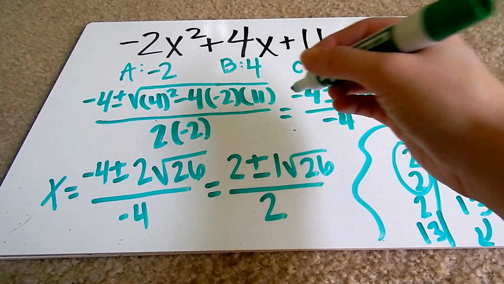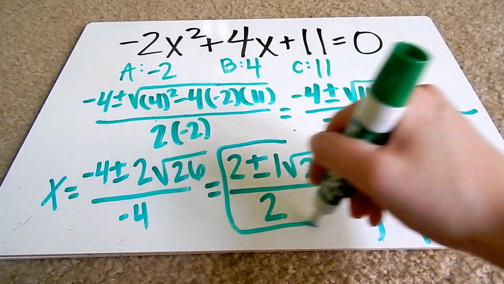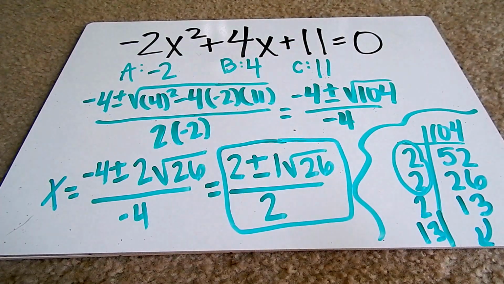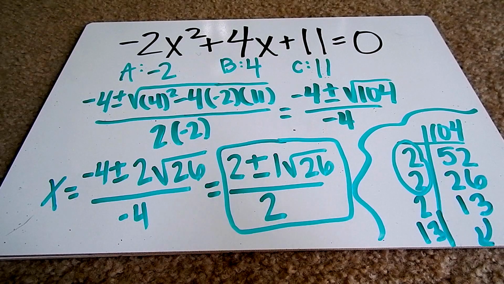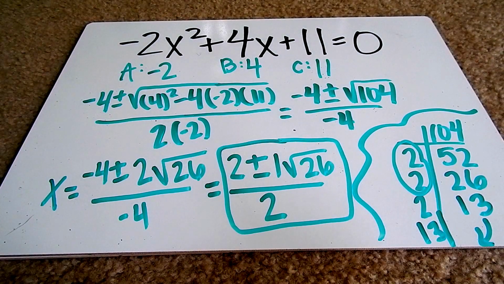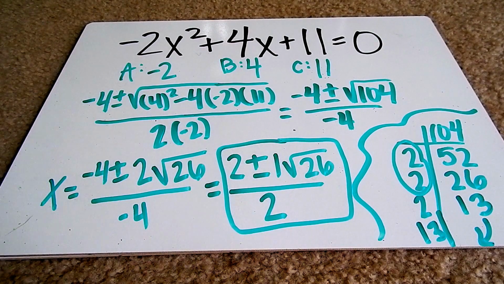And so this right here would be your answer. X equals 2 plus or minus 1 square root of 26 over 2. And of course, you don't need the 1 in front of the square root sign.